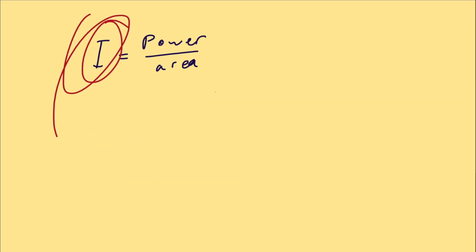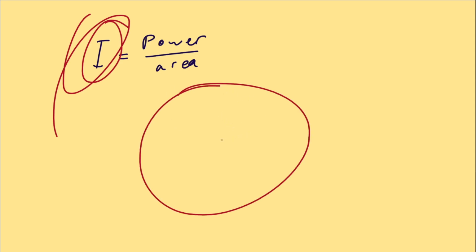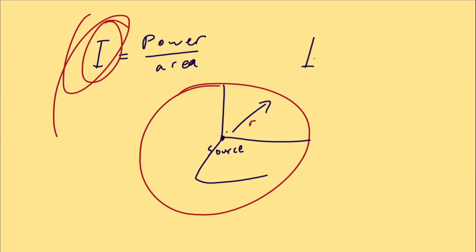For spherical waves, a wave that travels in a sphere shape, what would that look like? This is your sphere. This is where the wave is coming from, the source. And it travels in this sphere pattern out in all directions at once. The intensity drops with the distance, and it doesn't drop linearly. It is actually inversely proportional to the distance squared.